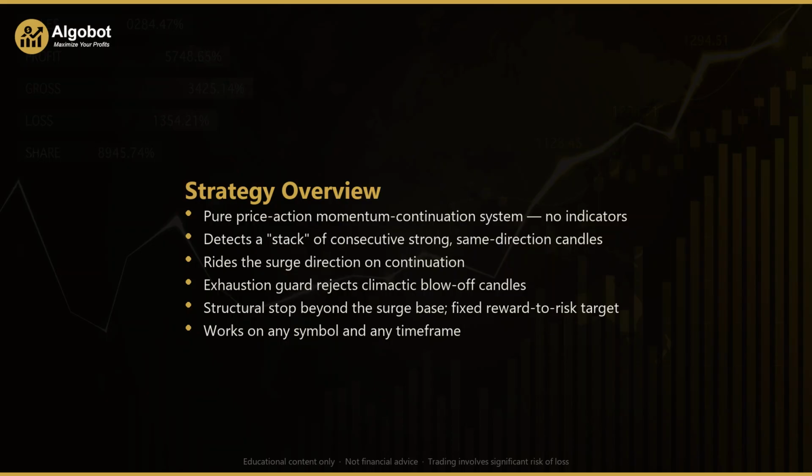A stack is a run of consecutive candles, all pointing the same direction, where each one shows real conviction. Each candle in the stack must have a dominant body with small wicks. It must close beyond the previous candle's close, and it must print a fresh extreme, a higher high in an uptrend or a lower low in a downtrend. When you see that, you're looking at a clean staircase of one-way order flow. Think of it as the price action cousin of the classic 3 white soldiers and 3 black crows patterns, but generalized to any number of bars with an added strength filter.